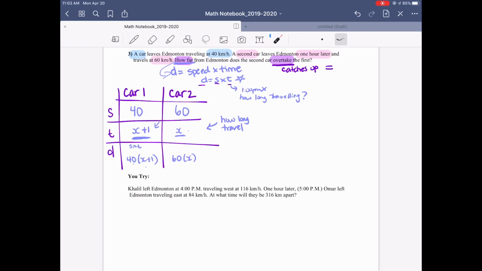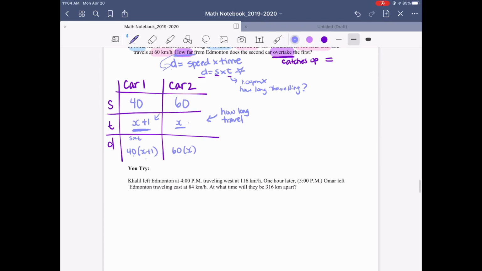Well, here we are going to make them equal to each other because it's asking us when will car 2 overtake car 1. So when will car 2's distance be equal to car 1's distance? When will they cover the same ground? So I'm going to rewrite it here and make them equal to each other. So we have 40 times (X plus 1) equals 60 times X.